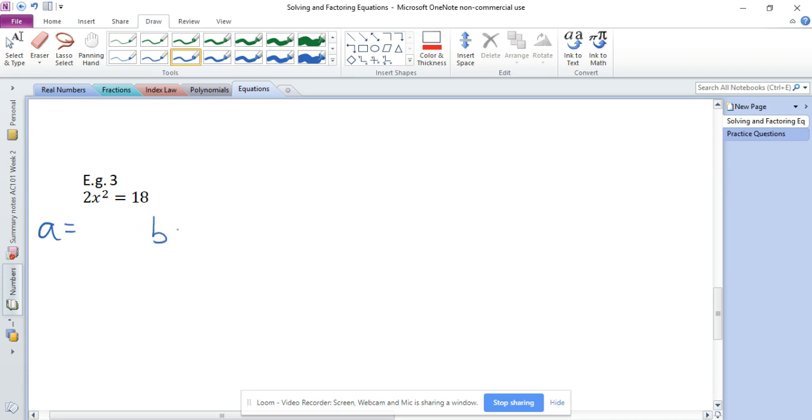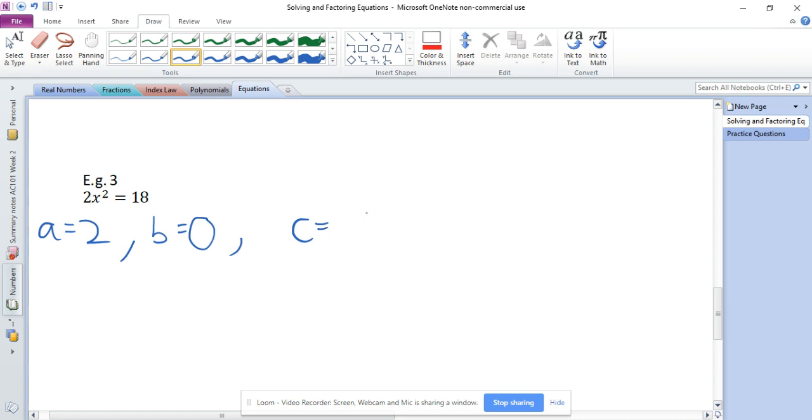Okay, A, B, C. A is the coefficient of x squared, which is positive 2. Now, the tricky part is B and C. What is B here? Students will think it's 1, but that is not correct because you can't see any x to the power of 1 term, right? So that means it's 0 times x. So B is equal to 0.